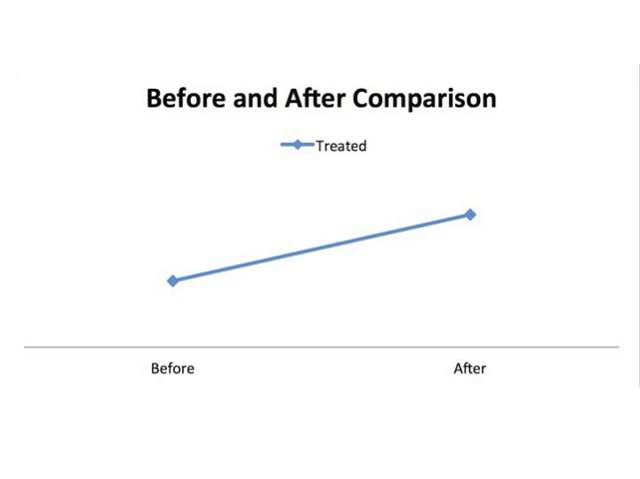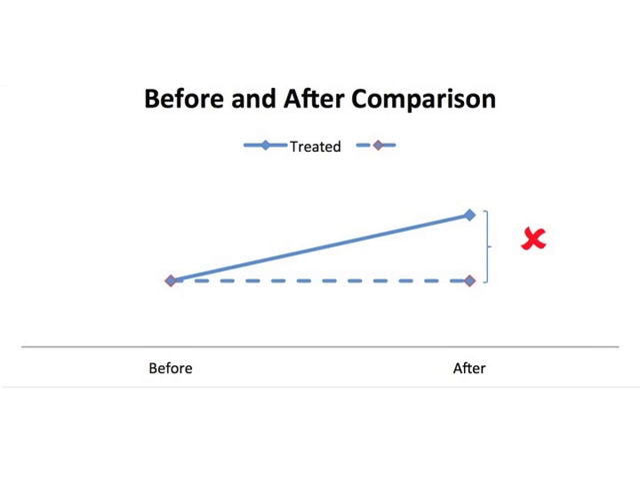We then look at the difference, and the outcome is higher after the program, so we conclude that the program worked. But we would be wrong to do so. What we're doing here is assuming that if the program had not been implemented, there would not have been any change in the outcome. Imagine that the dotted line in this graph represents what would have happened in an alternative universe where the program was not implemented.